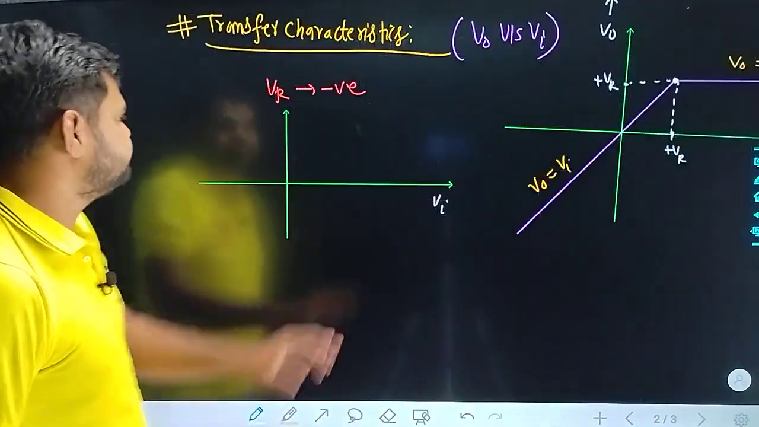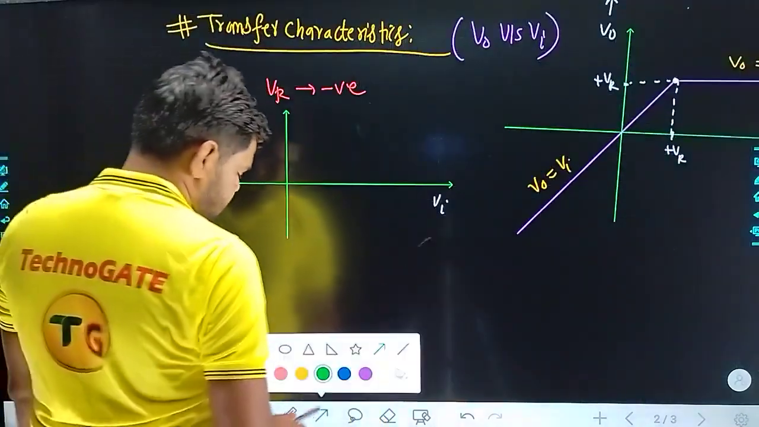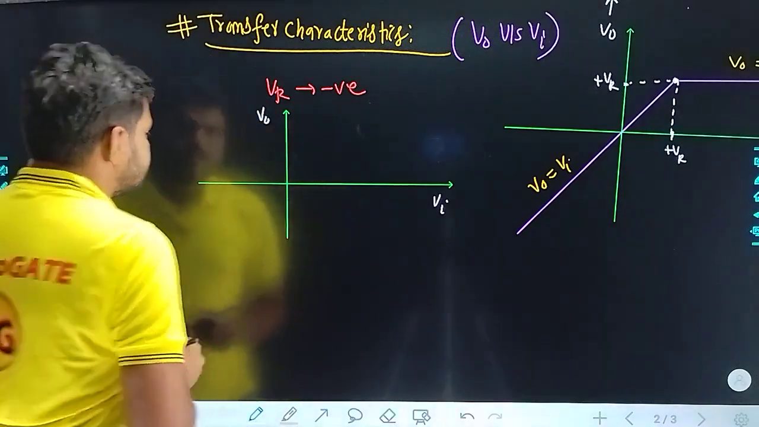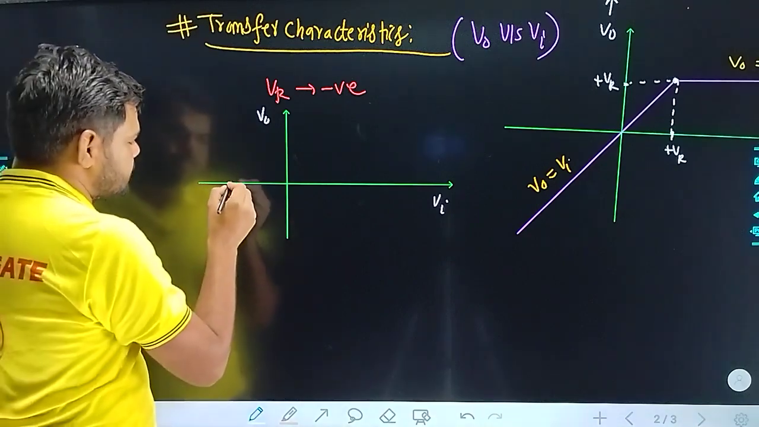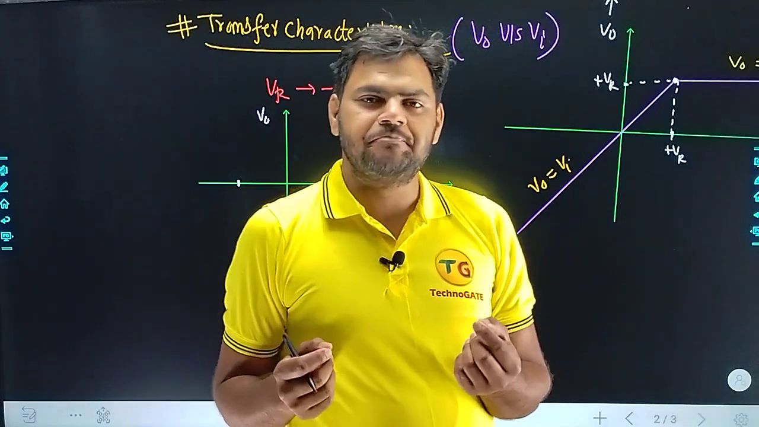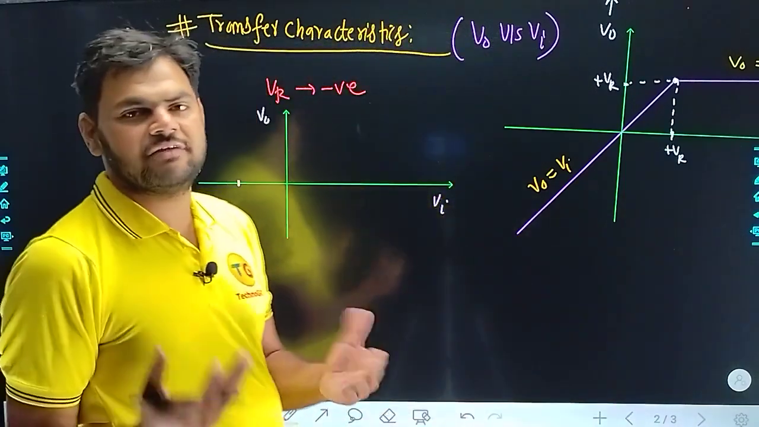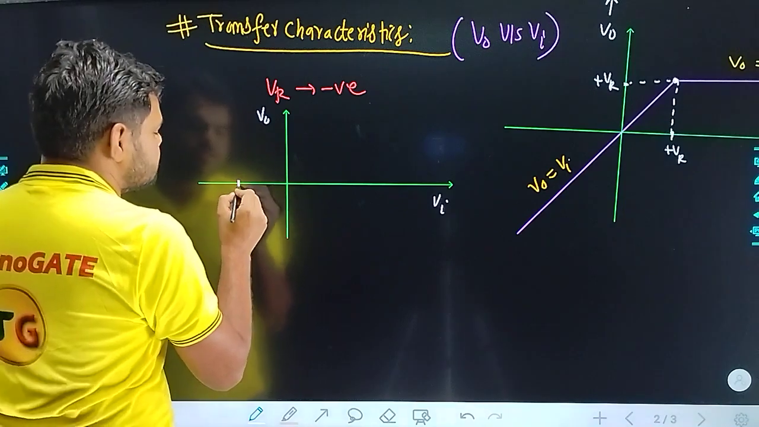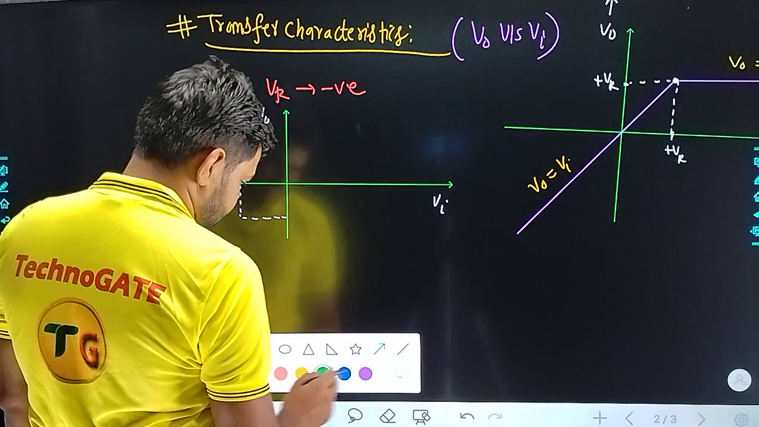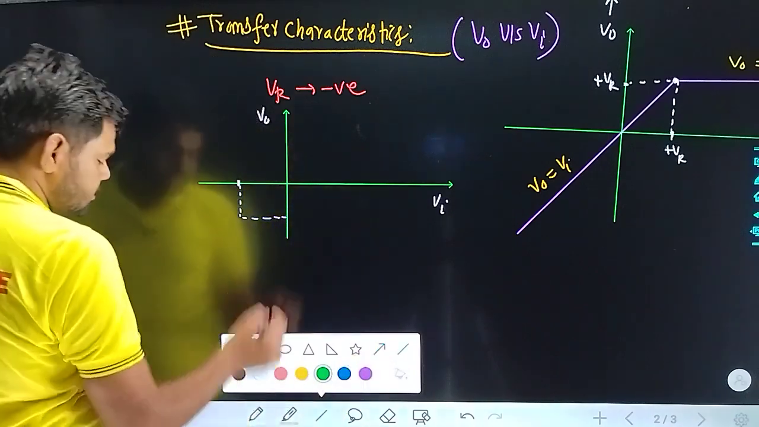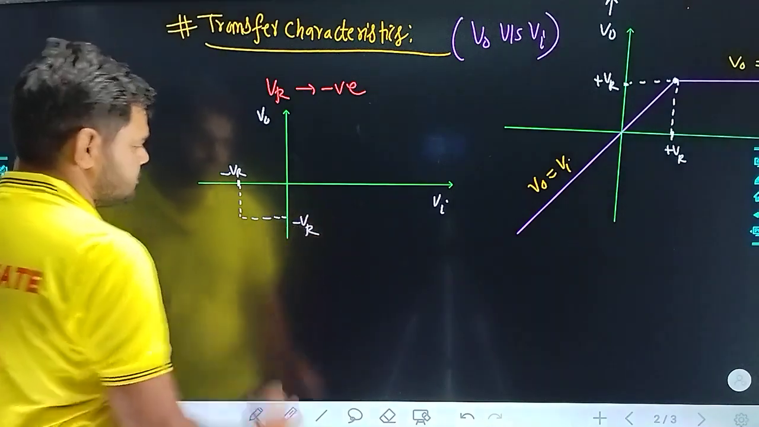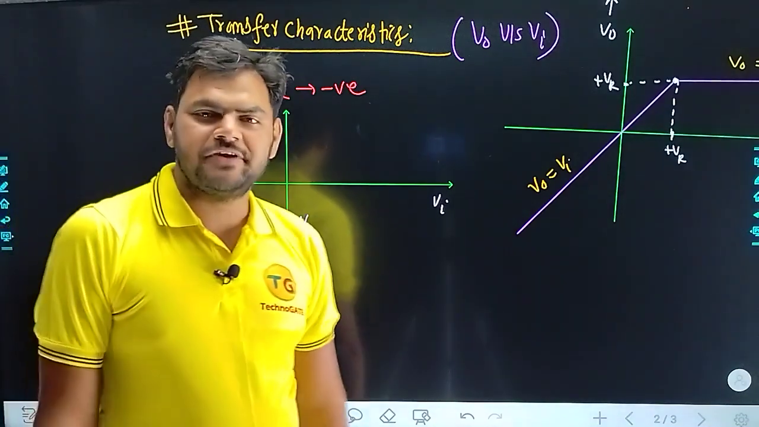Now let's come to the second transfer characteristics, guys, where we have taken the V reference to be negative. If the V reference is negative, then I'm not defining this as the value of V reference. I'm defining the DC level, because V reference is a DC level. Suppose this is minus VR, and here also it is minus VR. These two DC levels we have defined here.